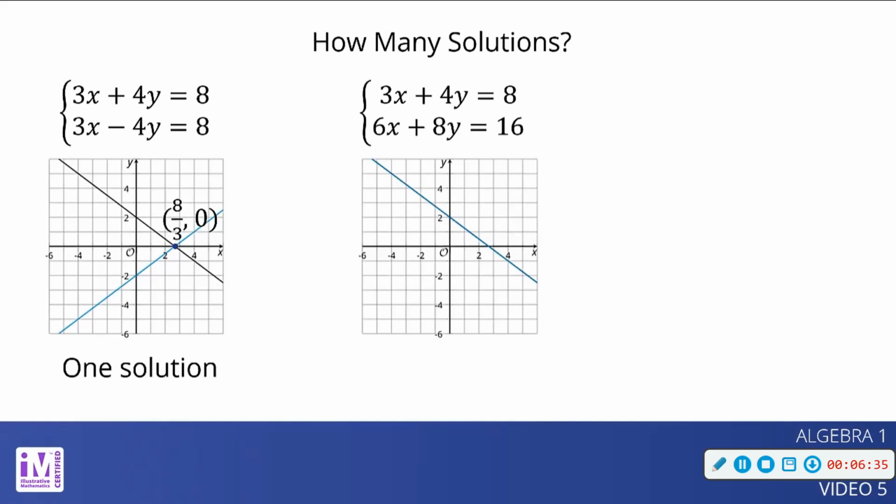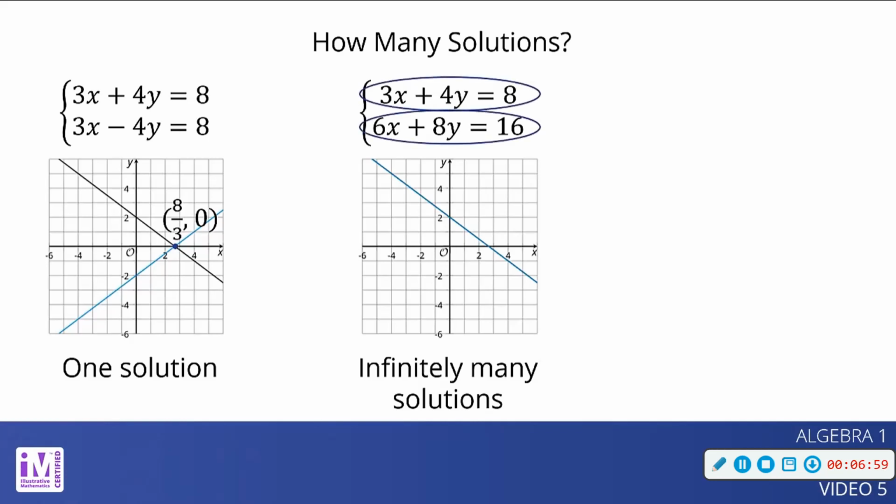The graphs of the equations in this system appear to be the same line. This suggests that every point on the line is a solution to both equations, or that the system has infinitely many solutions. How can we tell without graphing that this system indeed has many solutions? Notice that 3x plus 4y equals 8 and 6x plus 8y equals 16 are equivalent equations. Multiplying the first equation by 2 gives the second equation. This means that any solution to the first equation is a solution to the second.